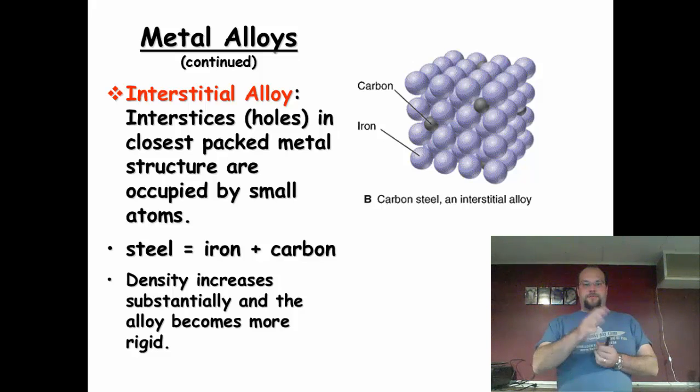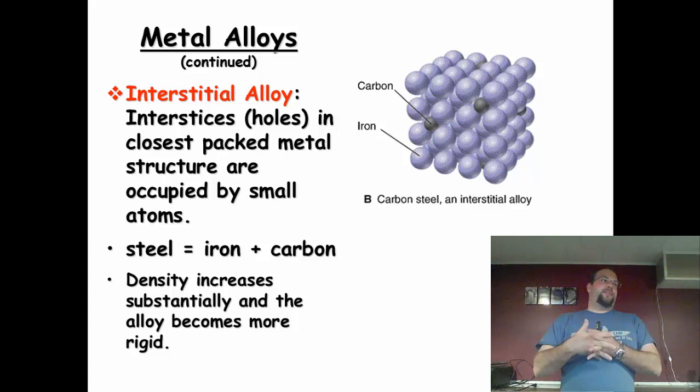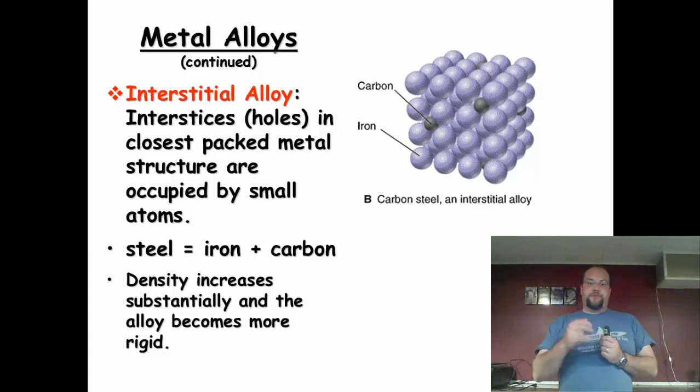So in our example here, we have steel. Steel is made by mixing carbon with iron. The carbon doesn't displace the iron, it kind of fits in between the big iron atoms. Remember, iron is much larger. Iron has a mass that's about 4 times larger than carbon. So carbon can fit in between the irons, and so it's called an interstitial alloy.